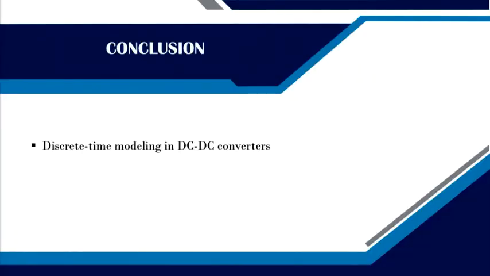So, in summary, we have discussed discrete time modeling in DC-DC converters. Then we have discussed derivation of discrete time large signal models. Here we have shown only a buck converter, but as we move forward for stability analysis, we can also do it for a boost converter, because we already know the method. So, I think this is enough for today. We want to stop it here. Thank you very much.